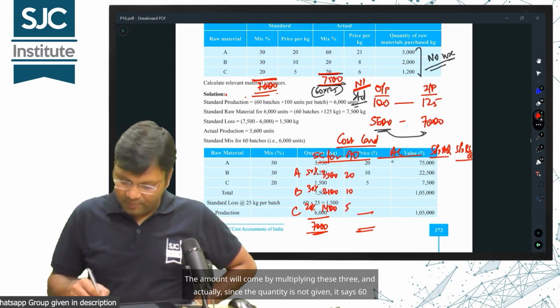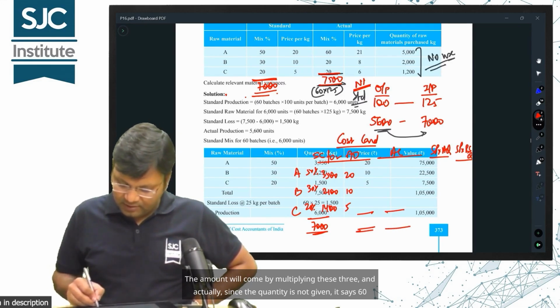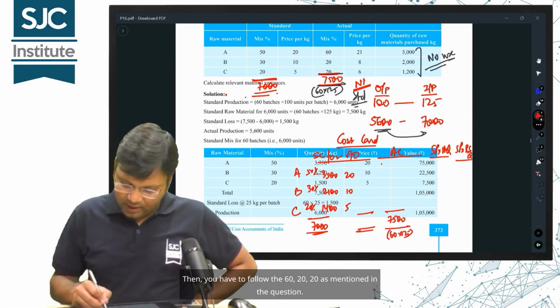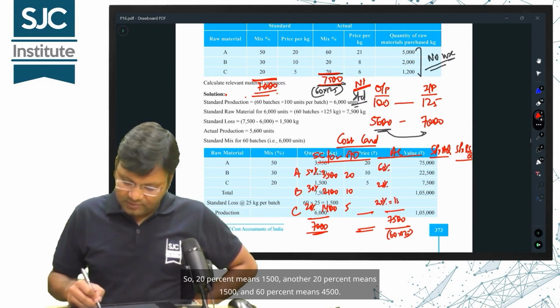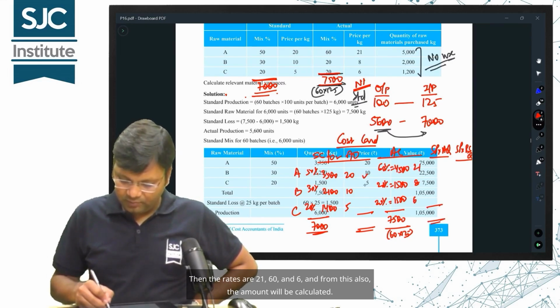The amount will come by multiplying these. Since the actual quantity is not given and it says 60 batches, from that it will be 7,500 by doing 60 into 125. Then, you have to follow the 60, 20, 20 as mentioned in the question. So, 20% means 1,500, another 20% means 1,500 and 60% means 4,500. Then the rates are 21, 60 and 6, and from this also, the amount will be calculated.